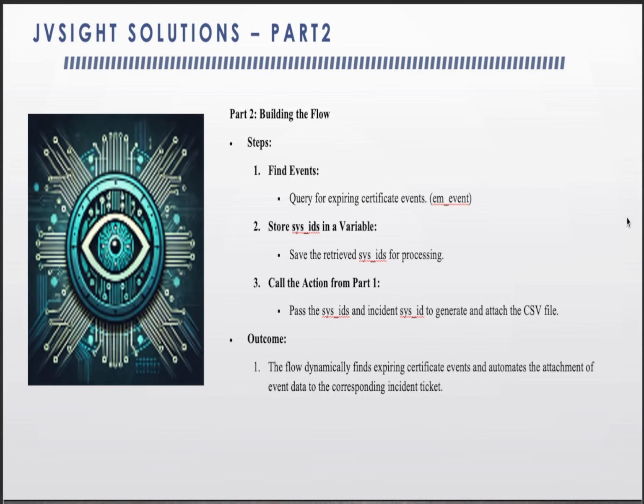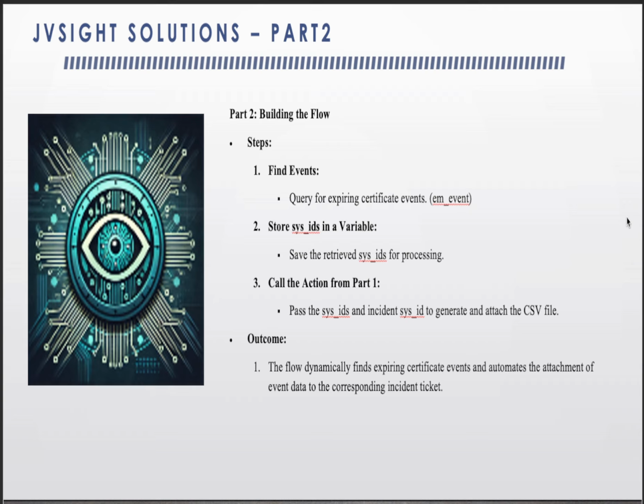Hey, good afternoon. This is Solutions Part 2. On this part of the video, we're going to create a flow, and within the flow, we're going to look for events where certificates are about to expire. We're going to run that on a schedule, and then it's going to look through the tables. And then we're going to take the sys IDs of those events that are found, and add them to a variable within the flow.